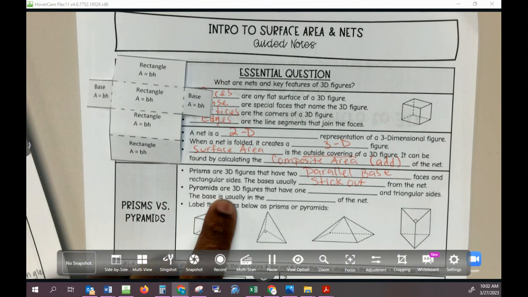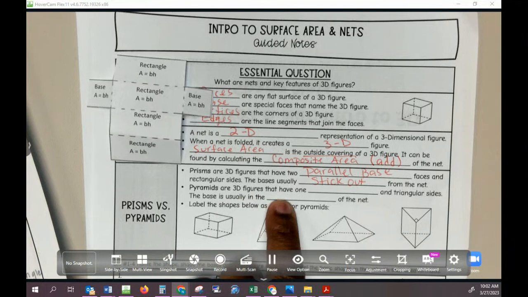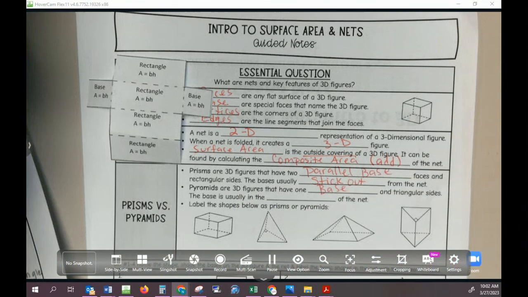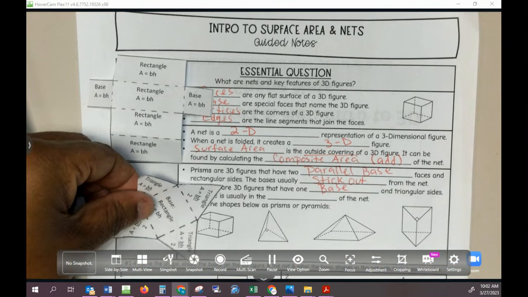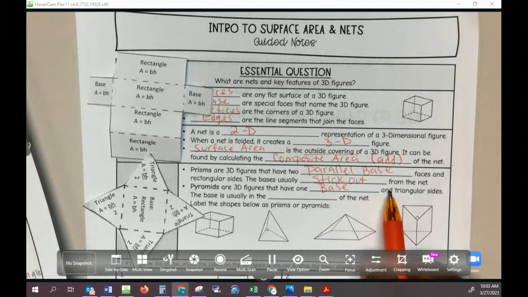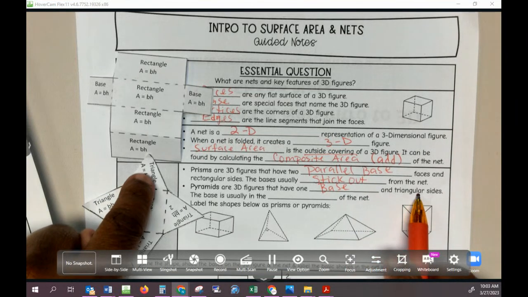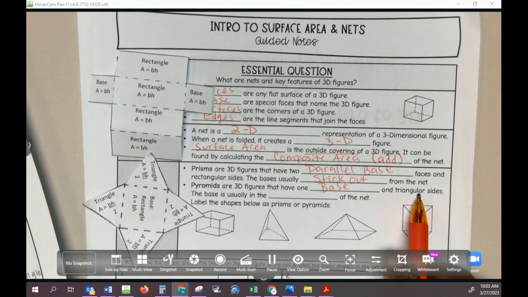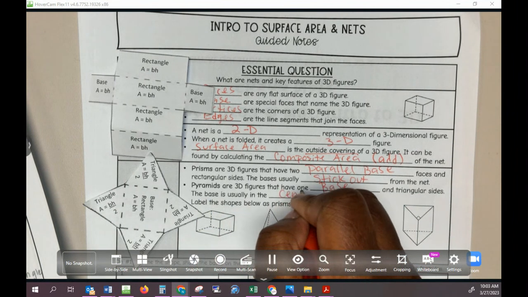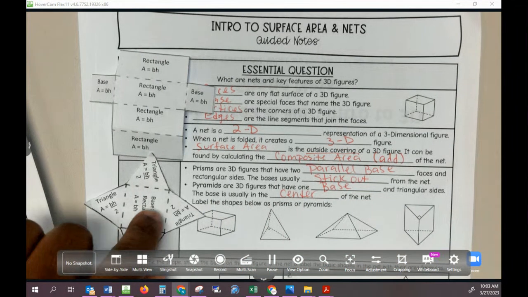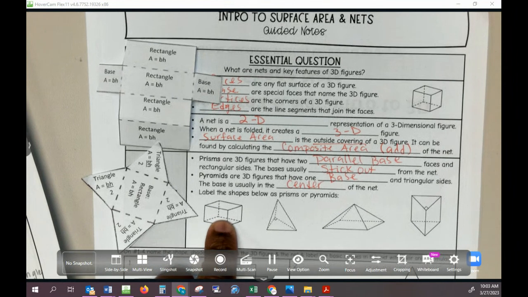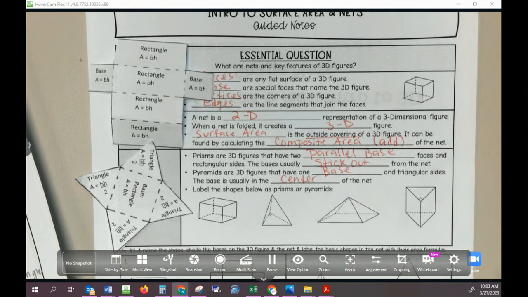Pyramids are 3D figures that have one base, like this here, and triangular sides, like this one has four triangular sides. The base is usually in the center, like here. In the middle is the base of the net. We're going to label the shapes below as prisms or pyramids.